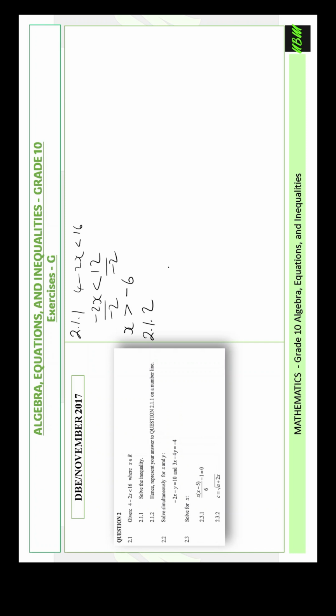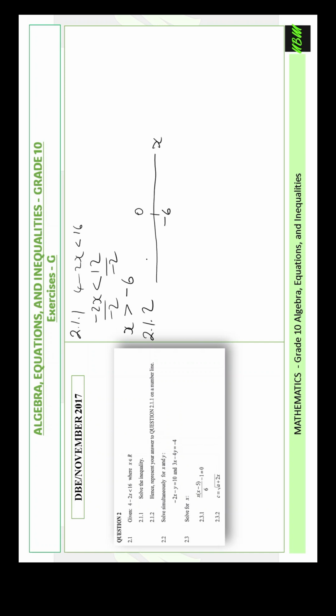2.1.2, they say hence represent your answer to question 2.1.1 on a number line. So we've been doing this one. So we'll have our number line x, and then what is our solution? X greater than negative 6. So on our number line we'll have negative 6. Now the solution says x is greater than negative 6, then negative 6, open circle at the top.